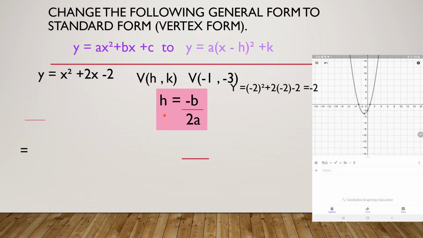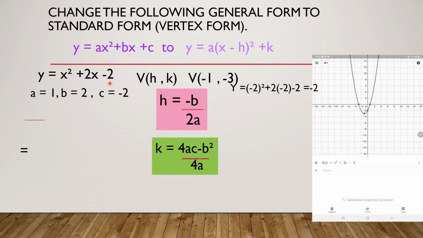Now, the formula for finding h without transforming it into standard form or vertex form is h is equal to negative b over 2a. And the formula for finding k is equal to 4ac minus b squared all over 4a. So which means that we need to find the values of a, b, and c from the given general form.